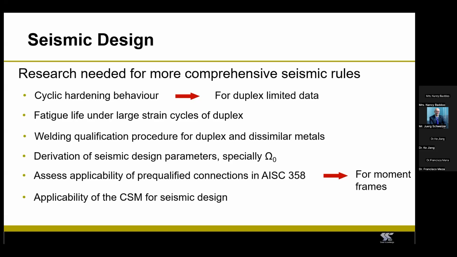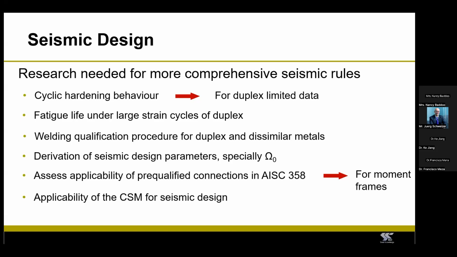Another area that is important and that will need further research is the derivation of the seismic design parameters for different types of structures. Of particular importance here is the system overstrength factor, which, as I mentioned before, is likely to need to be revised irrespective of whether strain hardening is considered or not when designing the energy dissipating members.